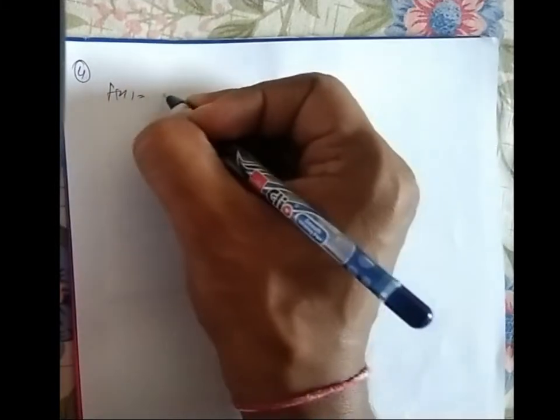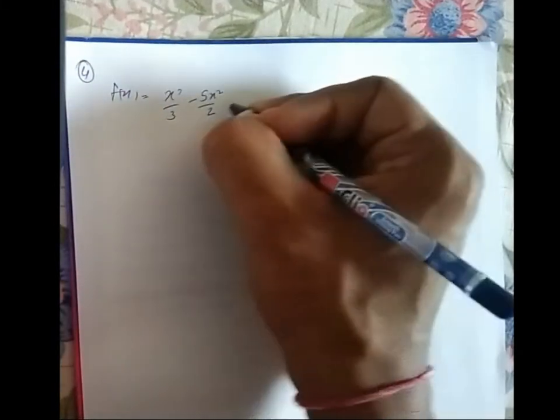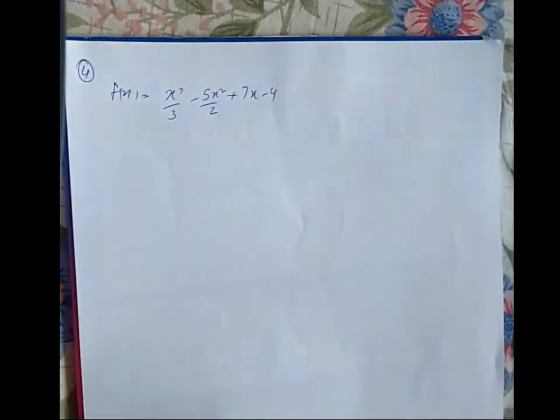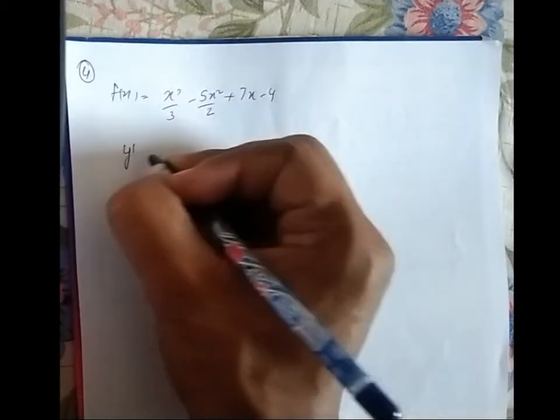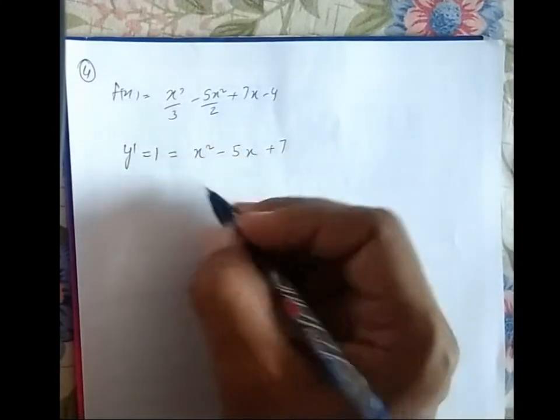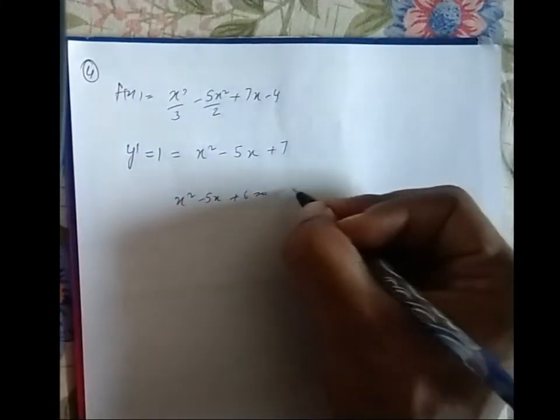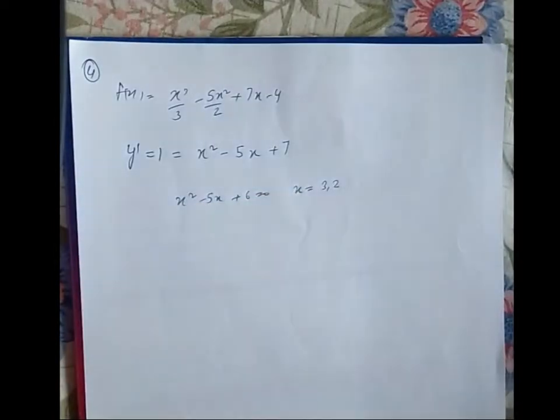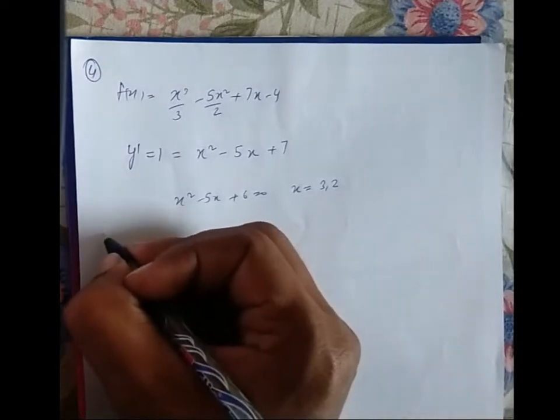So the coordinates of the points on the graph of the function, f(x) is equal to x cubed by 3 minus 5x squared by 2 plus 7x minus 4, where the tangent drawn cuts off intercepts from the coordinate axes which are equal in magnitude but opposite in sign. So if the intercepts are equal in magnitude but opposite in sign, then the slope of the tangent has to be 1. So calculating f'(x), which is equal to 1, x square minus 5x plus 7, so x square minus 5x plus 6 is equal to 0. x is equal to 3, 2. So we know the value of x, we can always find the value of y.